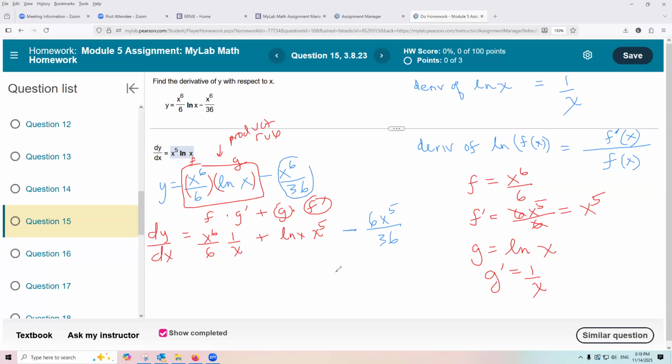All right, let's see if there's anything we can clean up here. Let me erase a little of this to make some more room here. Hold on a second. All right. Let me continue this over here.